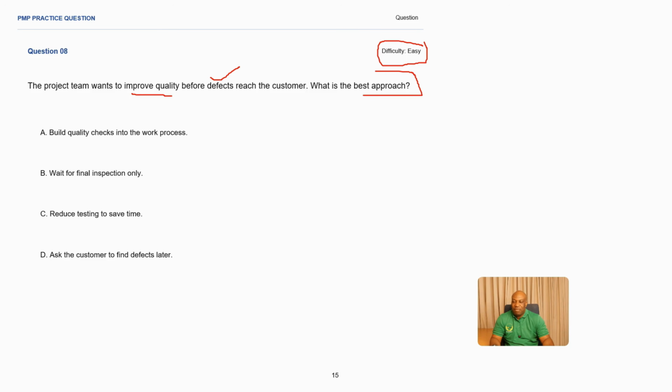Number 1, or A, build quality checks into the work process. Makes sense. Quality should be done throughout the project. And B, wait for the final inspection only. So the moment you see the word wait, it means you're delaying something.